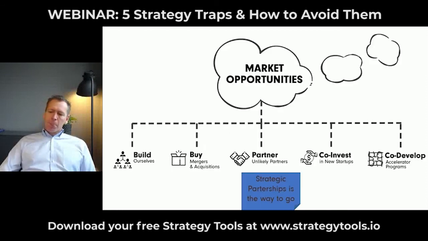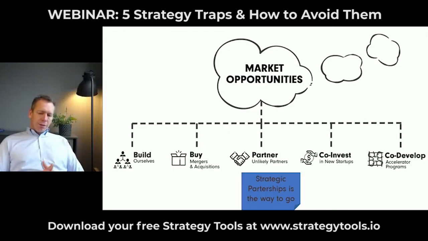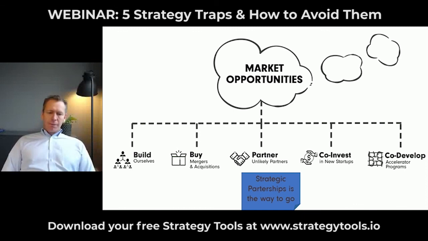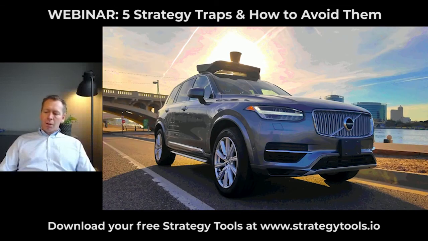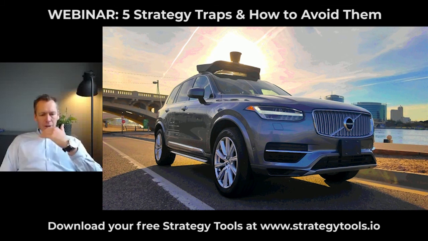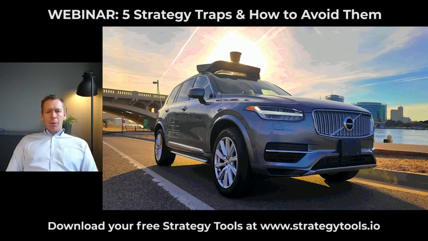Now the third leg here is, all right, let's partner up. Strategic partnerships, that is the way to go. We'll combine some of our people and we'll go out and find a few partners. And this is a good example. This is, of course, Volvo working very closely with Uber. Uber has been testing their self-driving technologies on top of the Volvo platform for a few years now.